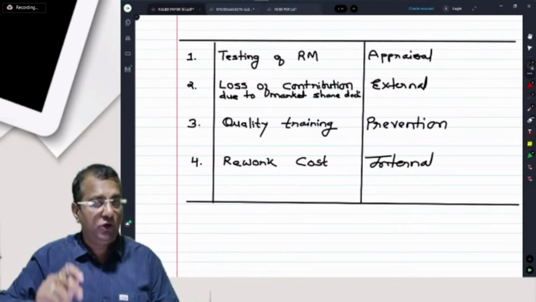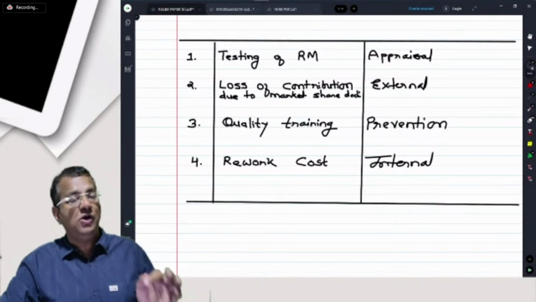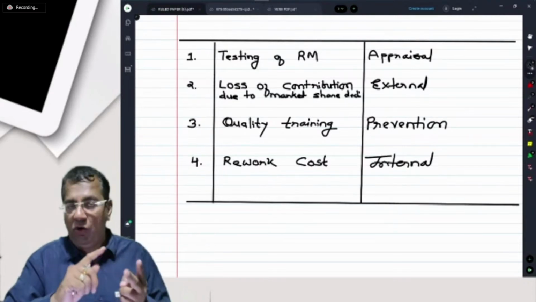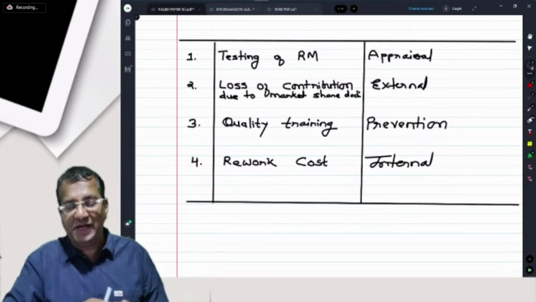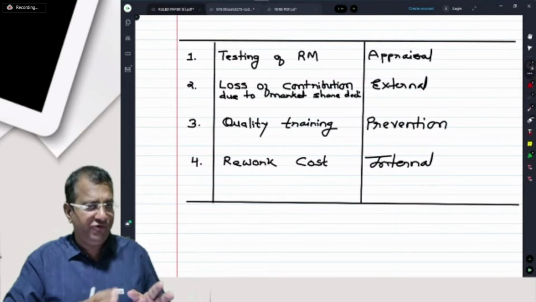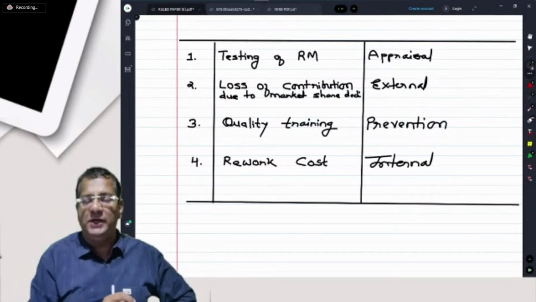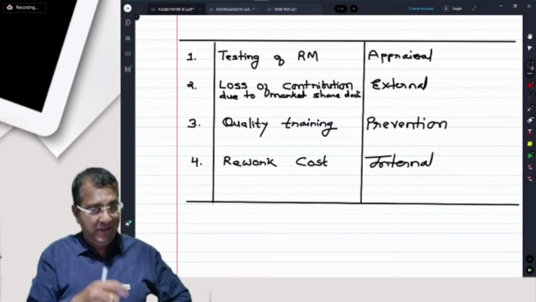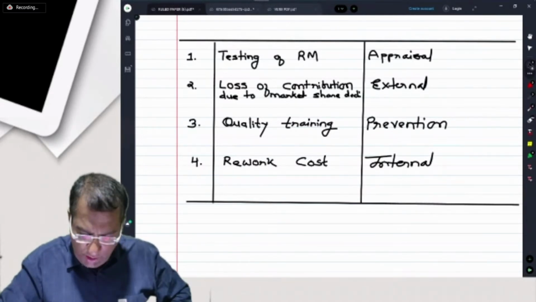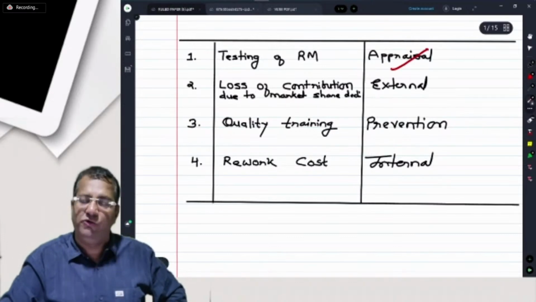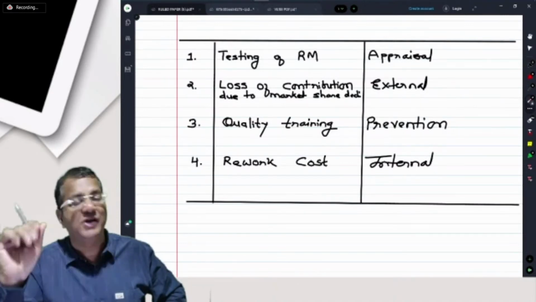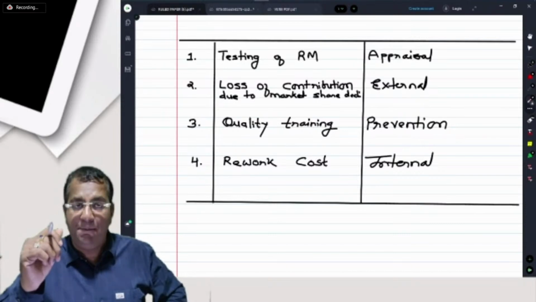Okay, now I will give you the logic of each and every one. Testing of raw material. Whether the testing is related to raw material or finished goods, the other name of testing can be inspection of raw material, auditing of raw material. It doesn't matter what you are doing. You are checking the raw material or the finished goods to check whether they conform to the standard specification or not. So this is the work of appraisal cost. Any kind of testing, any kind of inspection, any kind of auditing will be covered under appraisal cost.